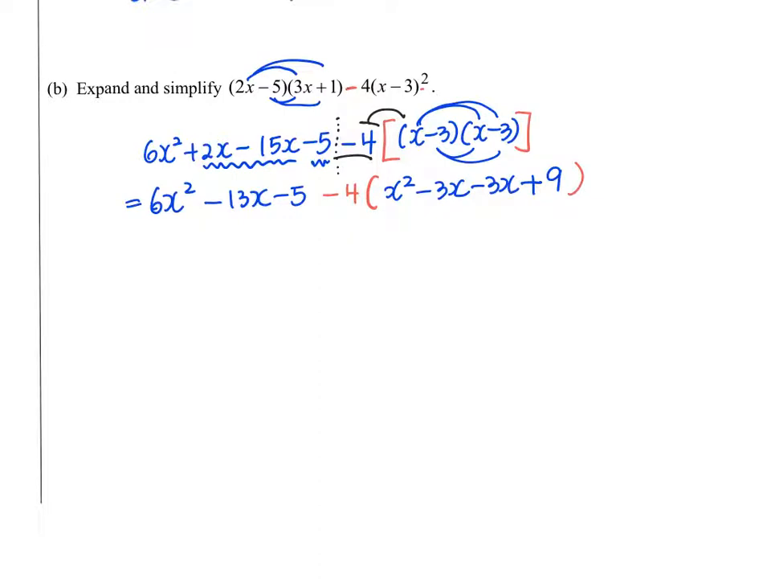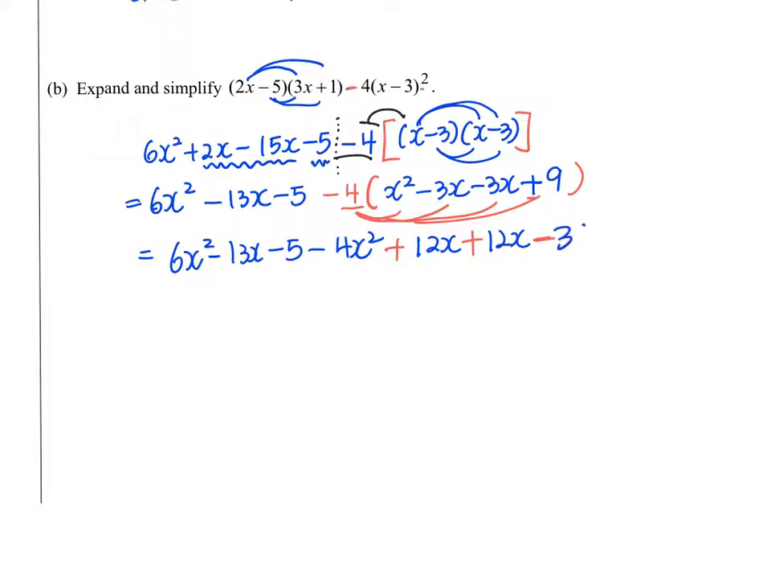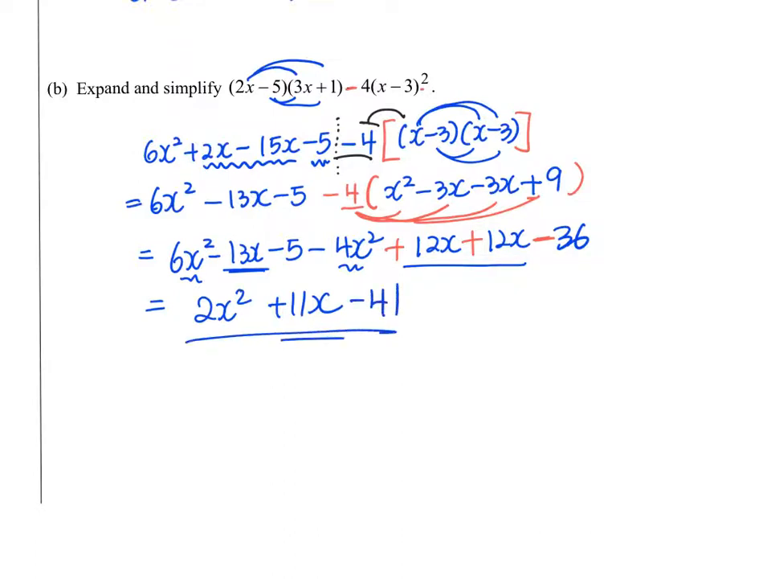Now we're going to multiply in the 4. Okay, and then we'll have 6x squared minus 13x minus 5. Subtract 4x squared. Minus times minus, plus 3 times 4, 12x. Plus 12x, minus 36. Then we simplify this. 6x squared minus 4x squared, 2x squared. Negative 13x with plus 12x to give me negative x. Then minus 5 minus 36, negative 41. So this is the final answer.